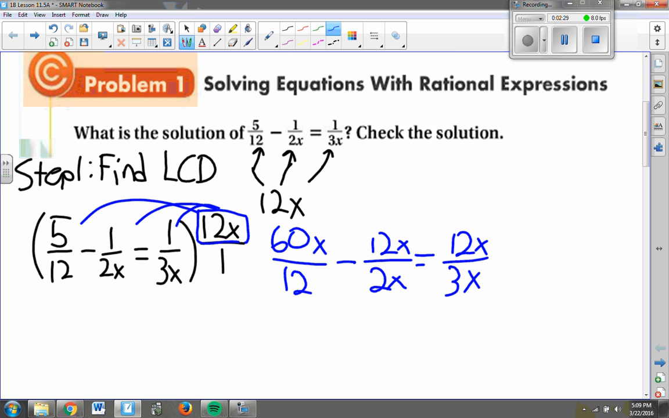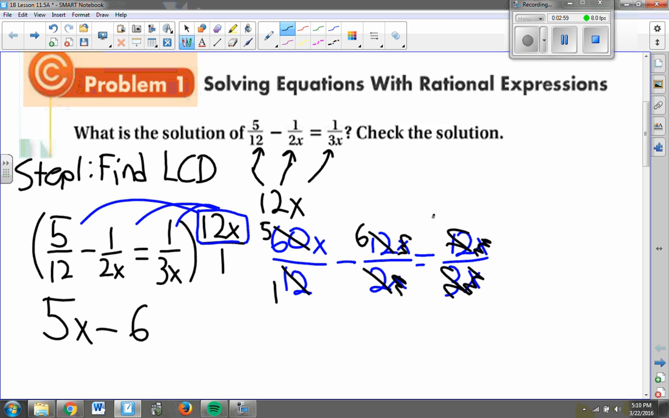And now I can do a lot of simplifying, a lot of canceling out. In this first piece, 60x over 12, the 60 and the 12 can cancel out. It'll be a 1 and a 5, 5 over 1. So this is 5x. The 12x and the 2x can cancel the x pieces, and the 2 goes away, and the 12 can become a 6. So that's minus 6, and there's nothing else left. And then the 12x and the 3x, similarly, the x's can go away, the 3 goes away, and the 12 can become 4.